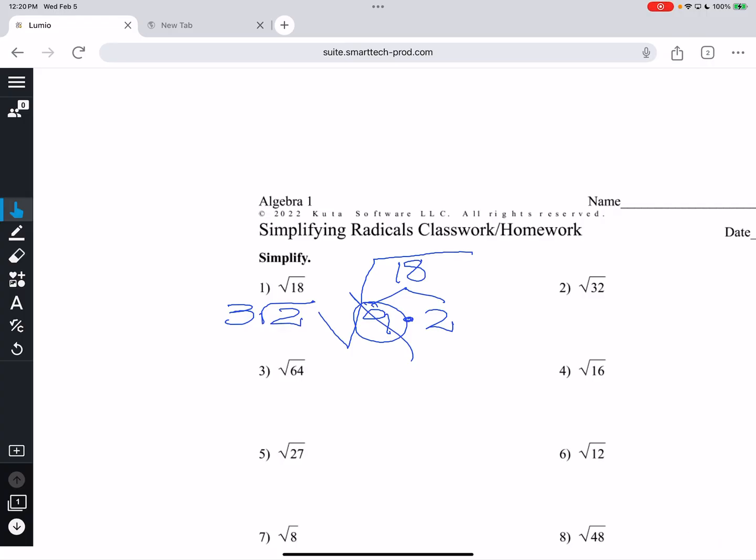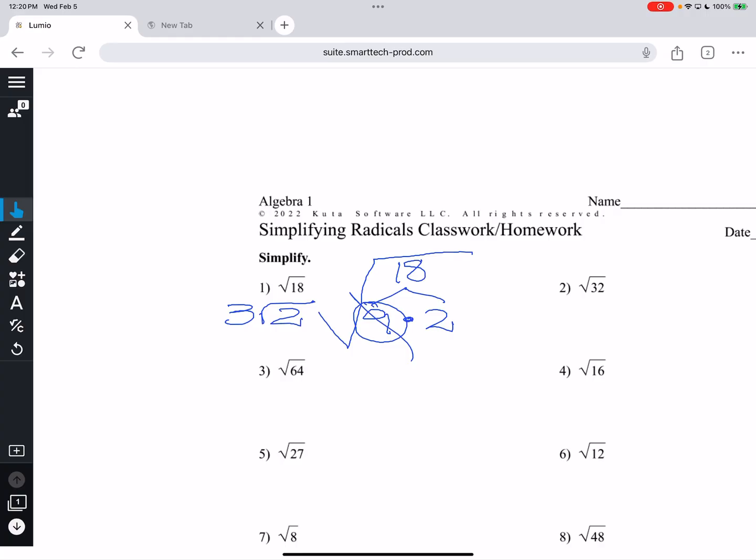Now, to check yourself, take the number that's outside and square it. What's 3 squared? 9. And then multiply it by what's left underneath. 2, and that gives you radical 18. If you square 3, then it can be back under the radical. You see what I'm saying? To kind of work it backwards to check yourself.